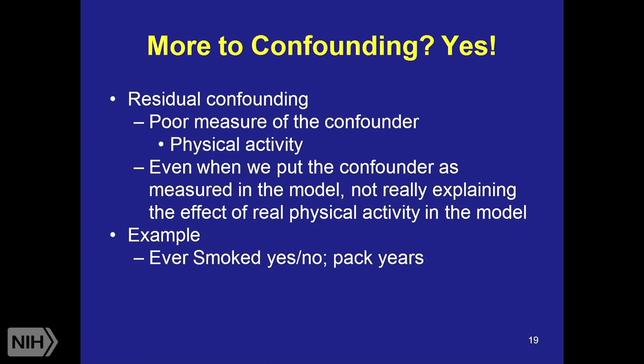This next issue comes up in randomized trials as well as observational trials, and that is residual confounding. This is when you have a poor measure of a confounder. For example, how do you measure physical activity? Even when we put a confounder in the model, so I put some measure of physical activity, maybe it's how many steps people walk on average per day, some other method, I'm not really explaining the full effect of physical activity in the model. Again, smoking is another example. What variable are you putting in? And is it the correct way to actually model smoking inside that entire relationship?